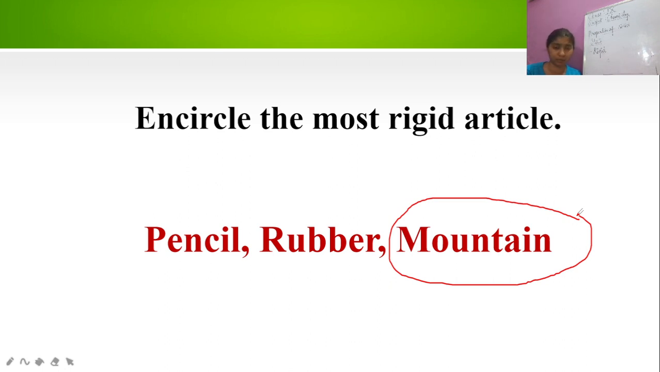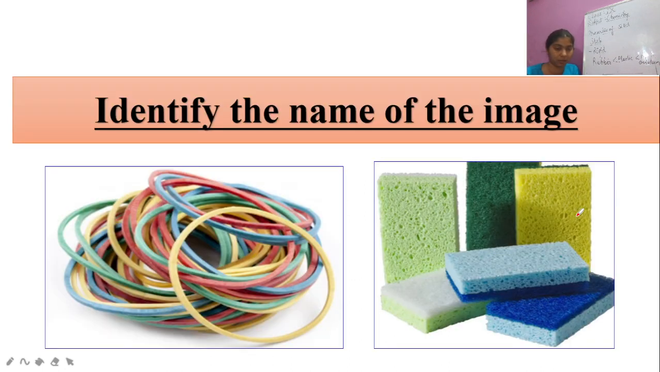The rubber also. So students, which is the least rigid article in this? Least rigid, yes, the least rigid is rubber. Then students, we have plastic, and the most rigid we have is the mountain. Okay, so we have these articles. Now students, identify the name and tell me what those are.